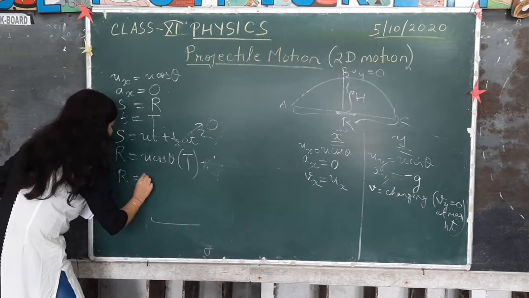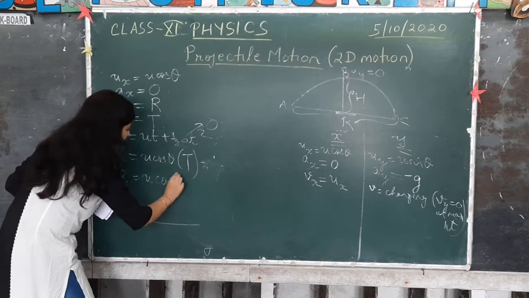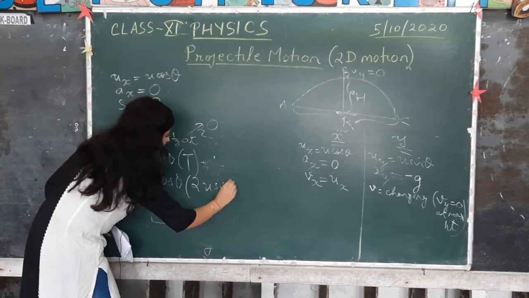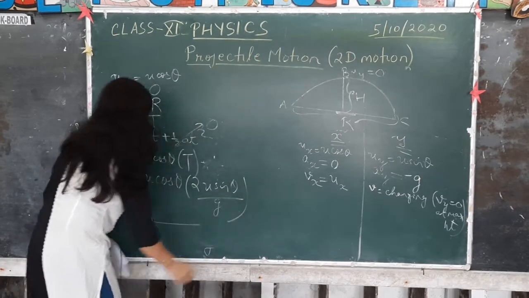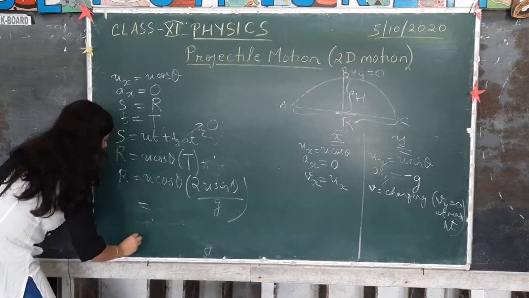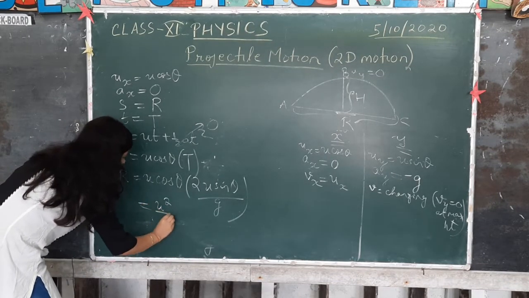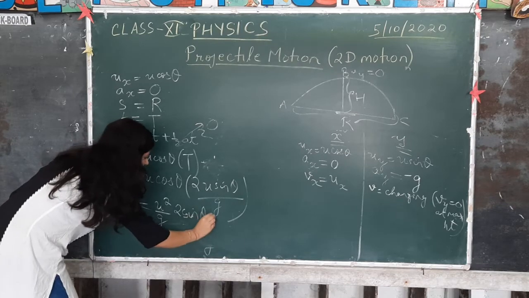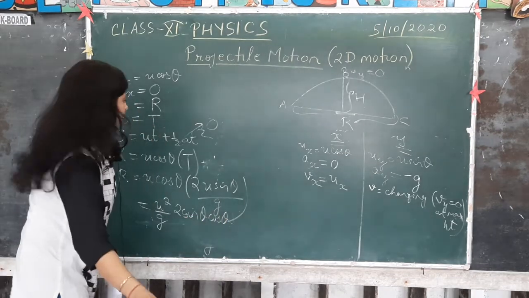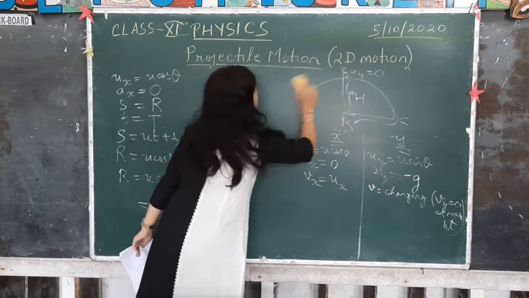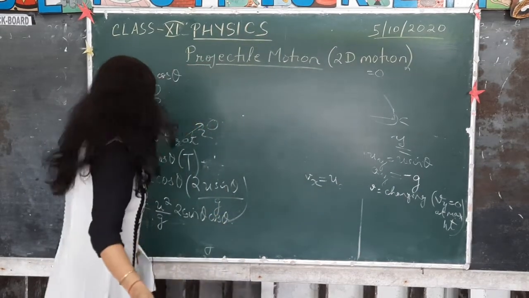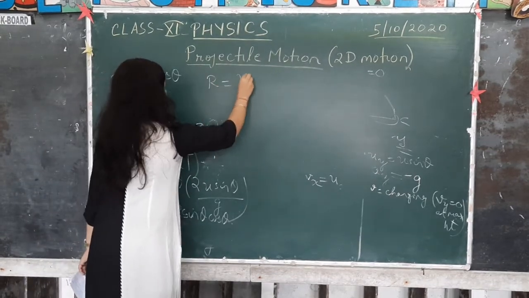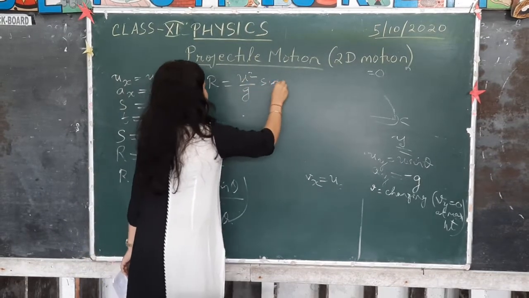Now replacing the value of t that we had calculated previously, where t was equal to 2u sin theta divided by g, we can write it as u square by g into 2 sin theta cos theta. Now trigonometric ratios, you need to know a lot of formulas here. Trigonometric relation: 2 sin theta cos theta is equal to sin 2 theta. So I can write R is equal to u square by g into sin 2 theta.